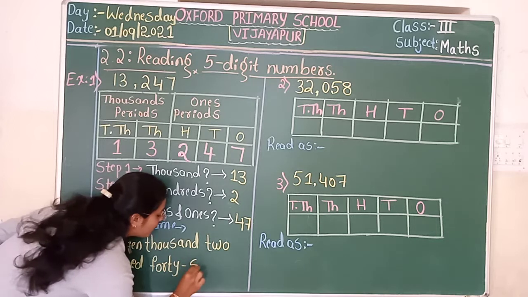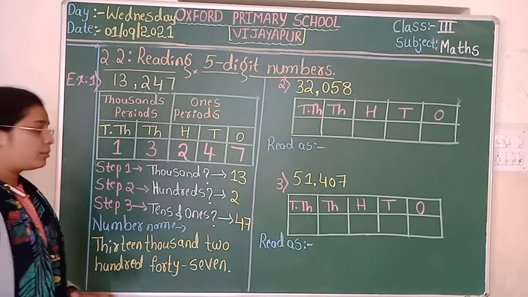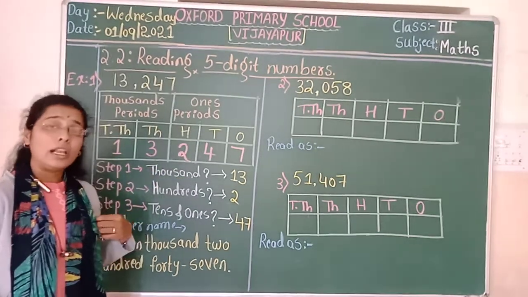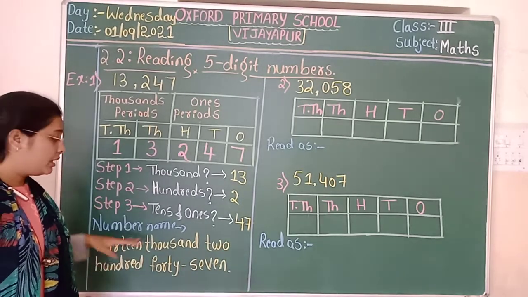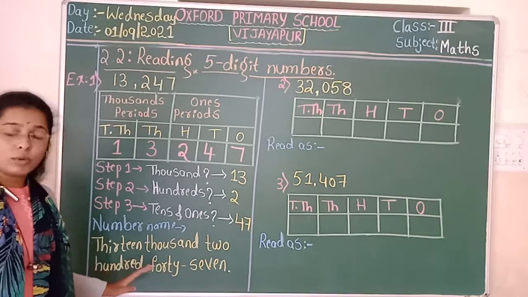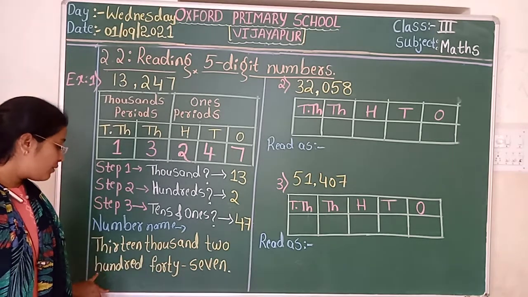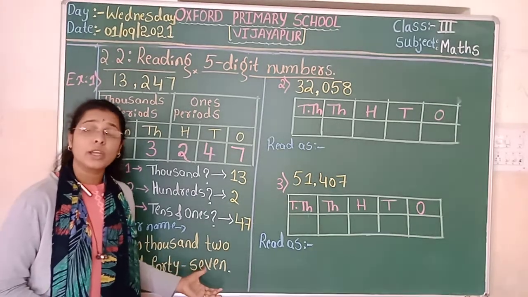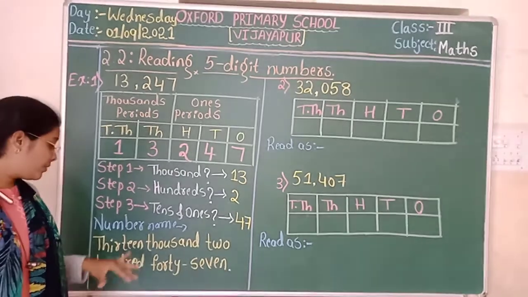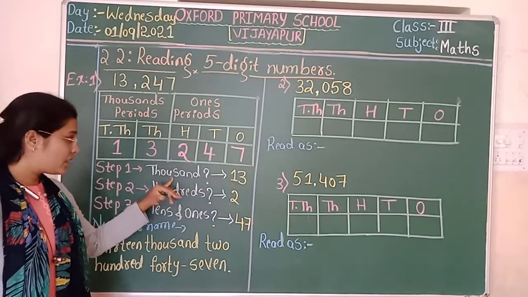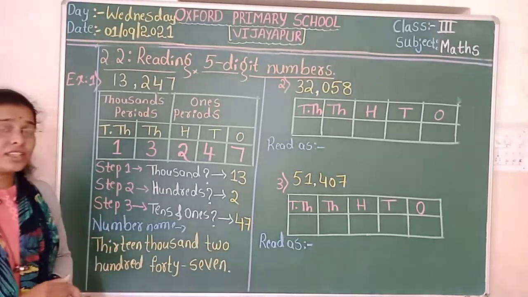Forty, 40, seven, 7. Once again concentrate on the board. Thousands period. While writing the number names, always write the first letter with the capital. Remaining all I wrote with the small itself. See children, the first letter of that word I wrote with the small itself. Only the starting letter we had to write with the capital. It makes 13,247. Very easy we have it.